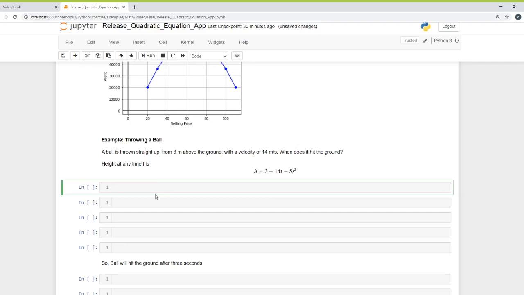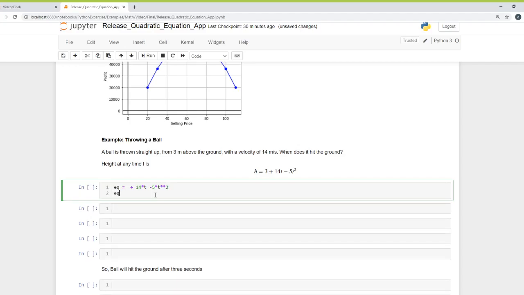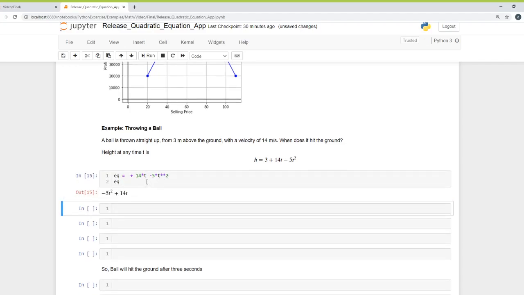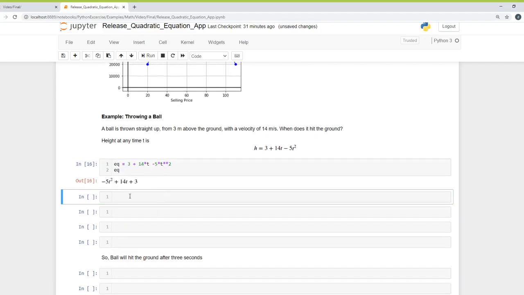Our expression is h equal to 3 plus 14t minus 5t squared. So let's start by defining a height equation, EQ. EQ is equal to 3 plus 14 times t minus 5 times t squared. EQ, Shift Enter. So 3 plus 14t minus 5t squared, this is our equation.